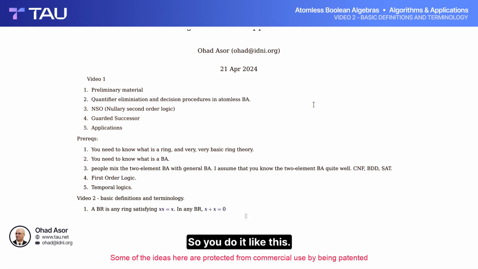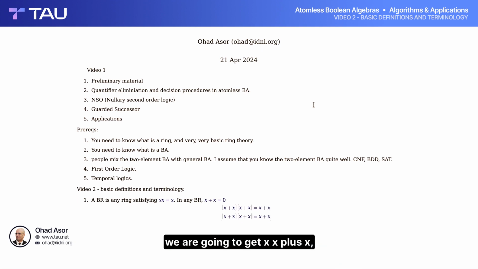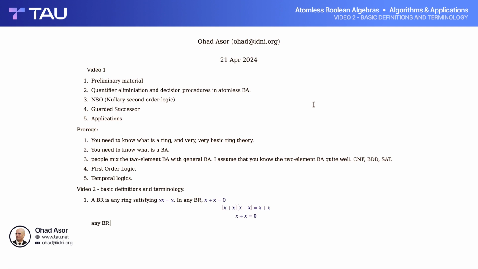So, you do it like this: (x plus x) times (x plus x) equals, by the idempotency of multiplication, x plus x. Now, if we open the parentheses, we are going to get xx plus xx plus xx plus xx equals x plus x, but due to idempotency of multiplication, we can delete one x in each of those. And because it is a ring, addition is a group, so I can cancel on both sides, and I simply get x plus x equals 0. Further, any Boolean ring is commutative.